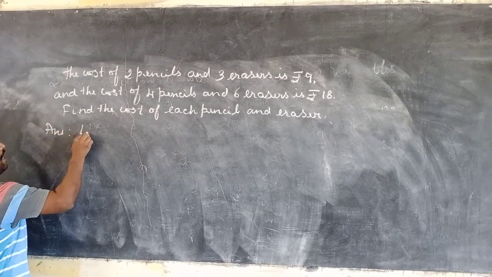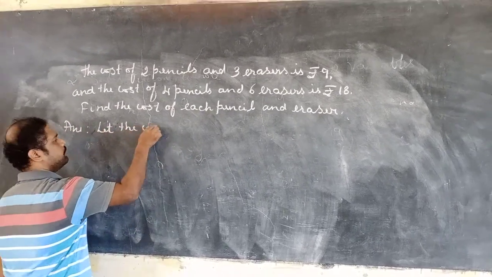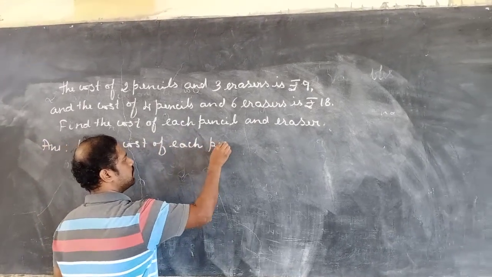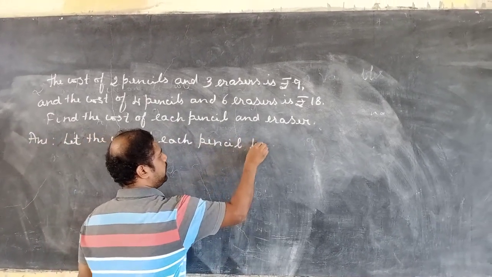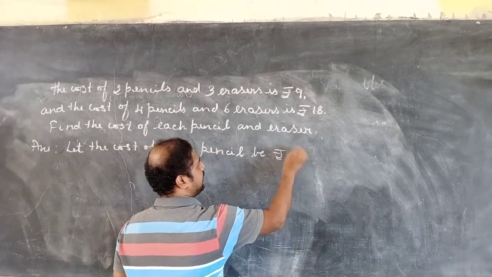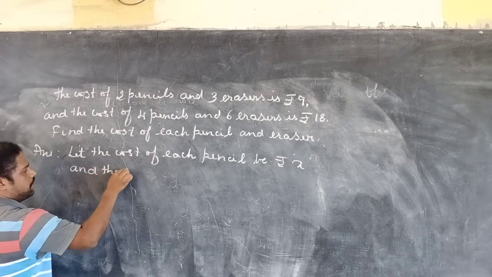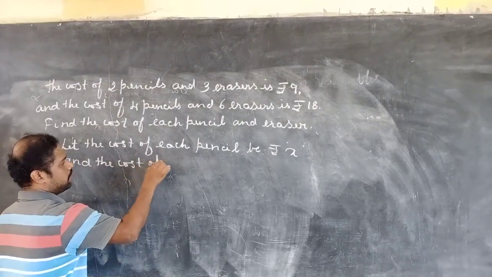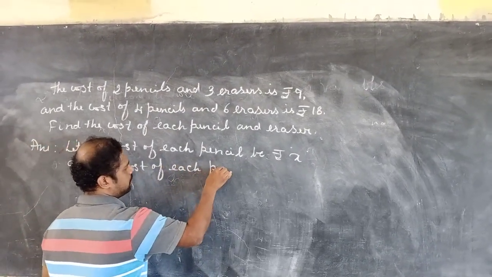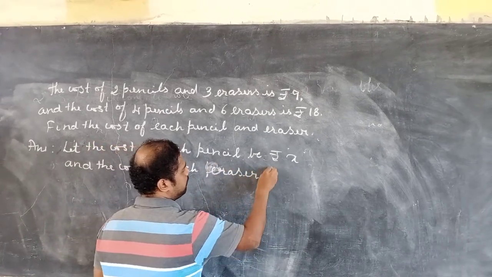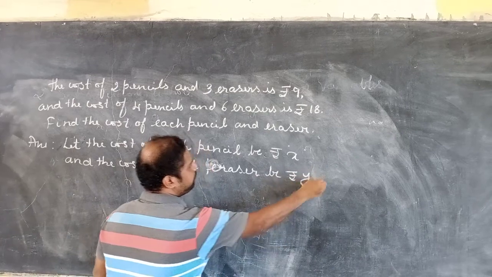We write here, let the cost of each pencil be rupees x, and the cost of each eraser be rupees y, we can take.